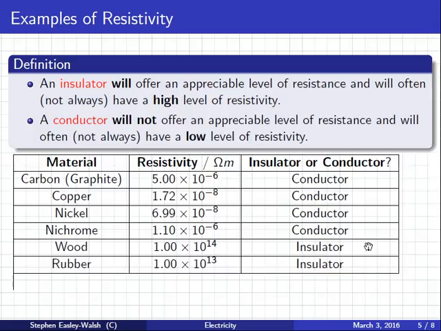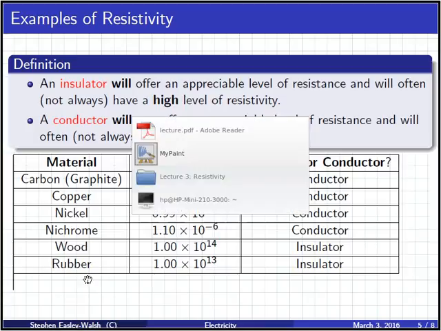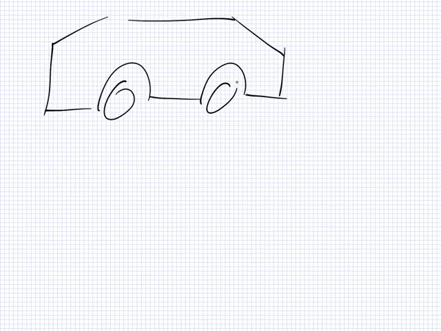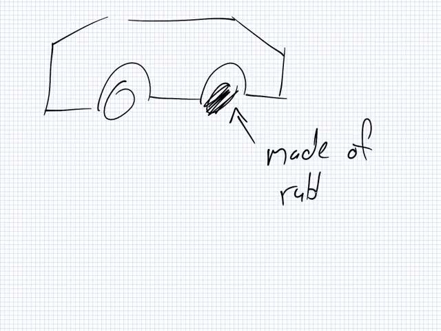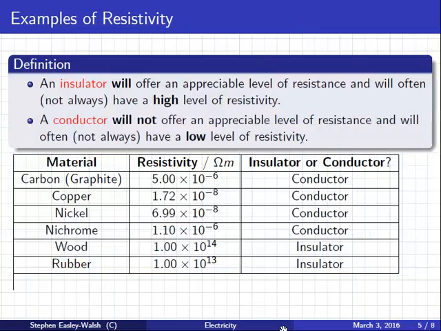Next. Do you know this material, rubber? Where have we got rubber? When you have a car, the tyre is made of rubber. It's the black material. Or sometimes your shoe is made of rubber. Or does anyone have an elastic band? Do you know rubber? So this is an insulator.